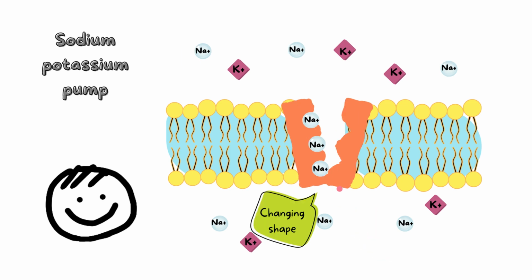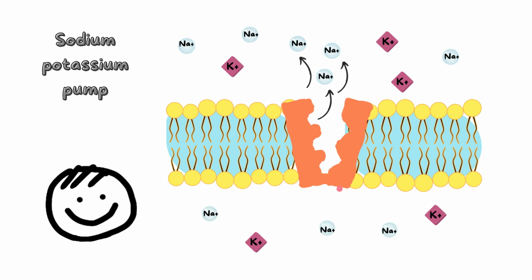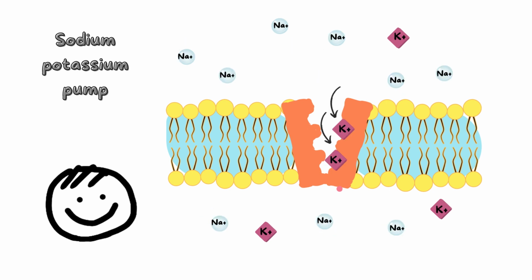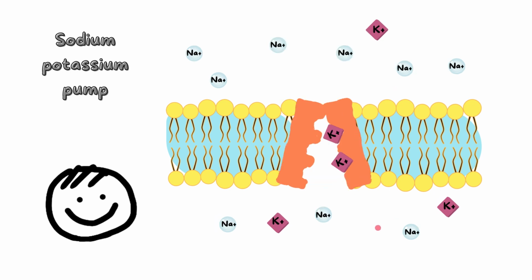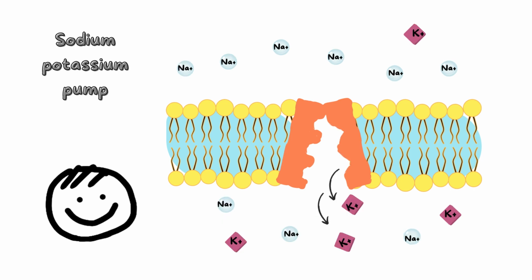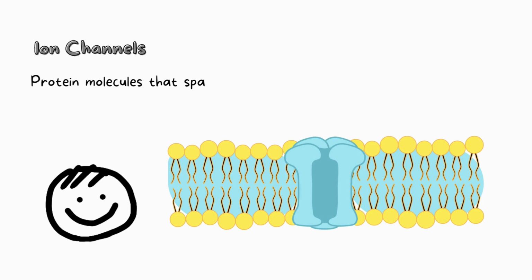When it pumps, it changes its shape. As you're seeing, it changes its shape to pump the potassium and the sodium in and out of the cell. And actually, you might have noticed 3 sodium ions get pumped out and 2 potassium ions go in.